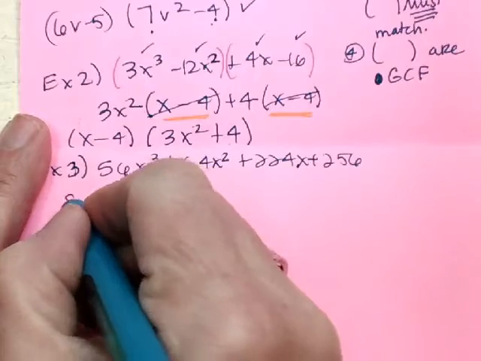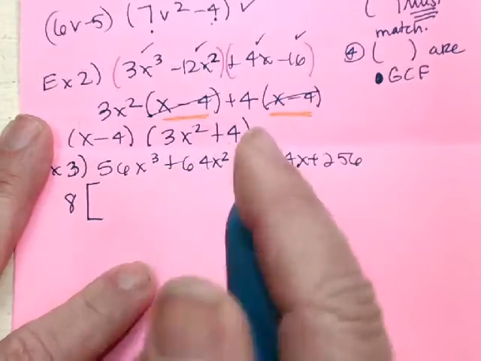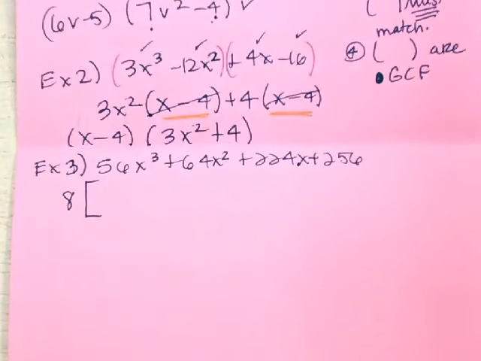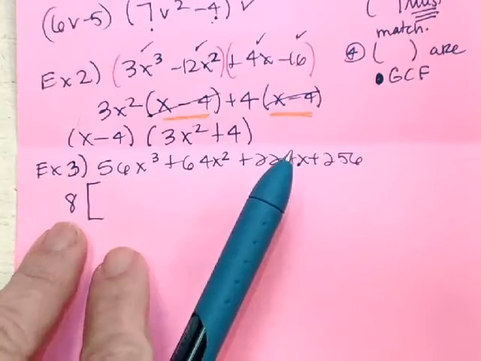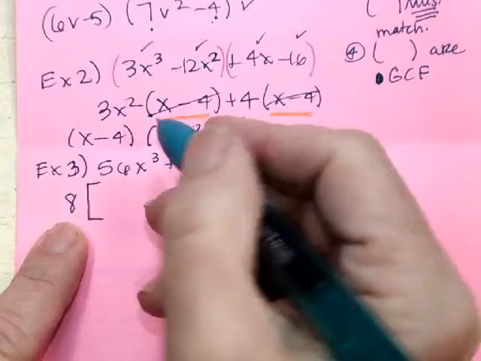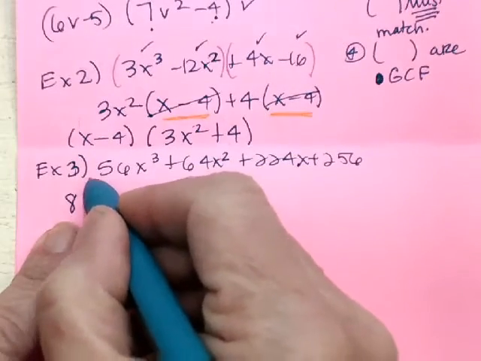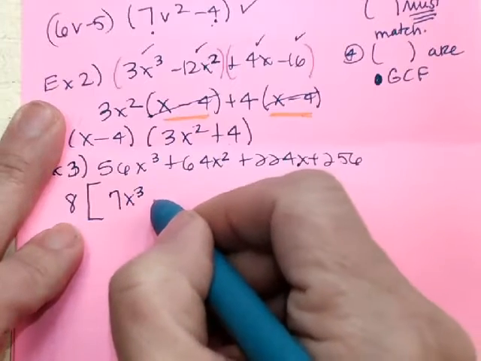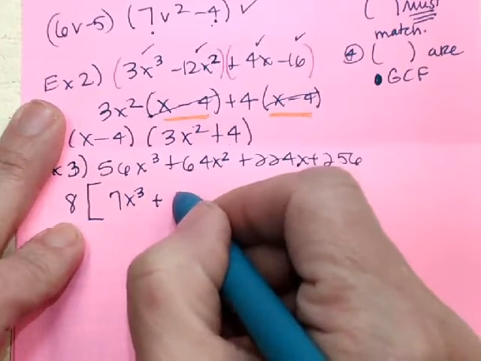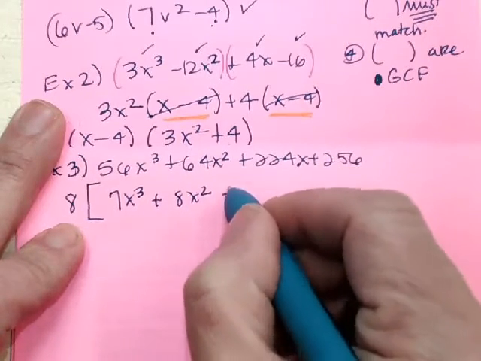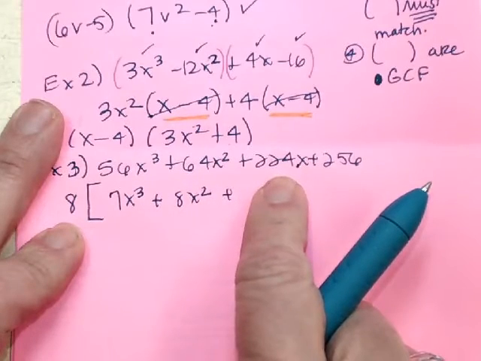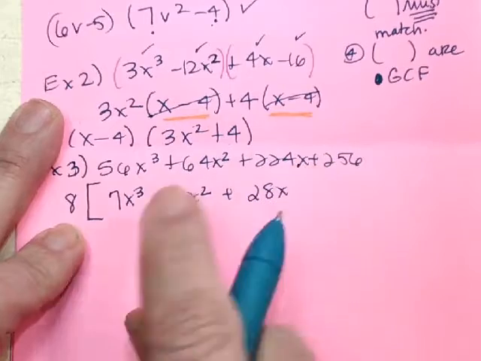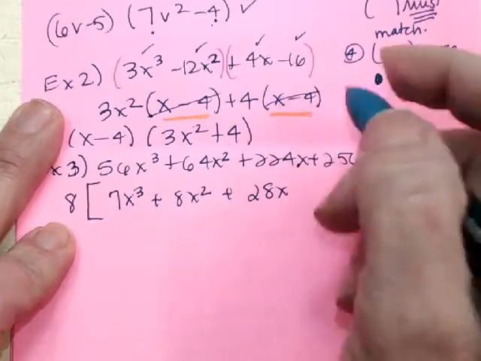When I take out that 8, I put it in brackets because I'm going to use these parentheses in a minute, and when you get parentheses inside parentheses, it can get confusing. So when I have a greatest common factor, I just put it in a little bracket and I rewrite my problem. So I factor an 8 out of 56x cubed, gives me 7x cubed. If I factor an 8 out of 64x squared, I get 8x squared. If I factor an 8 out of 224x, I get 28x. And if I factor an 8 out of 256, I get 32.